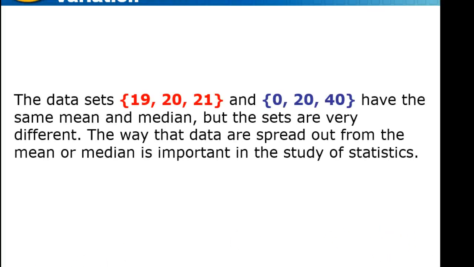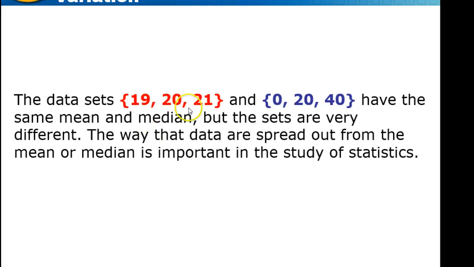Okay, so looking at these two data sets, 19, 20, 21, and then 0, 20, and 40. They both have the same mean and median, but they are very different. What's so different about these two sets, even though they have the same mean and median? Why are they dramatically different? The first number in the second one is a lot farther from the last number.